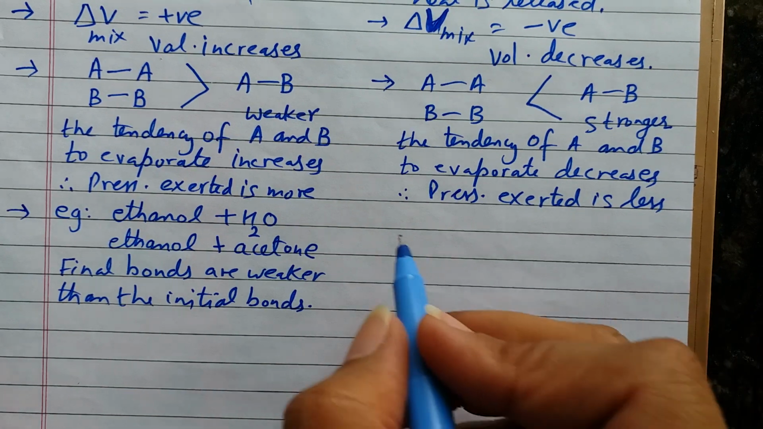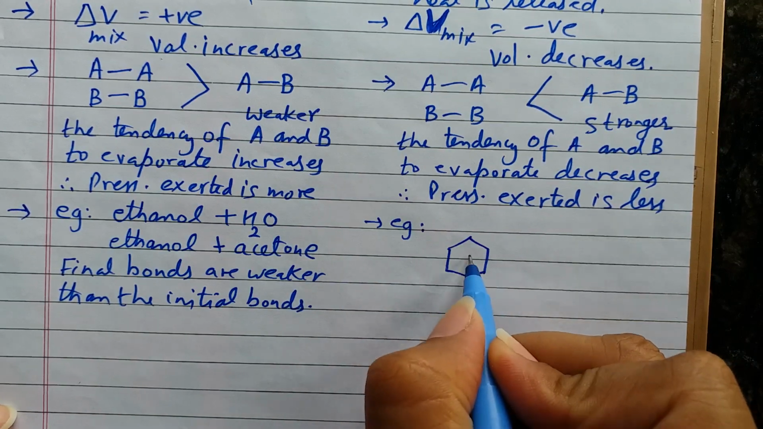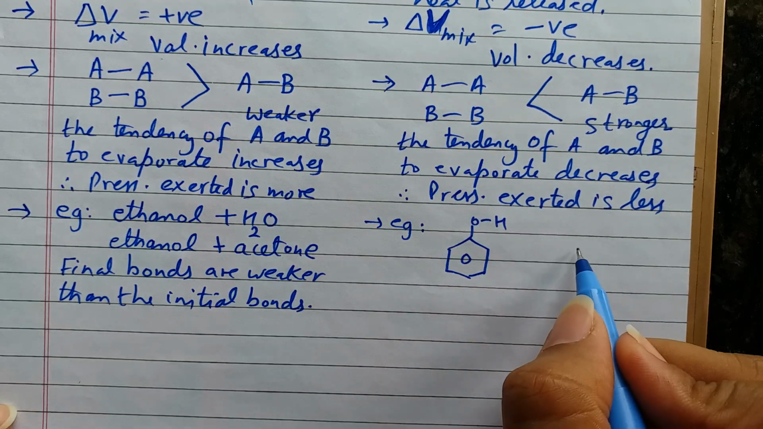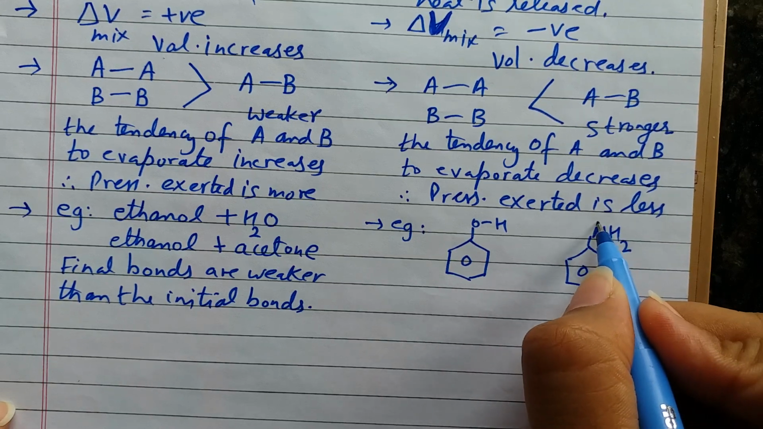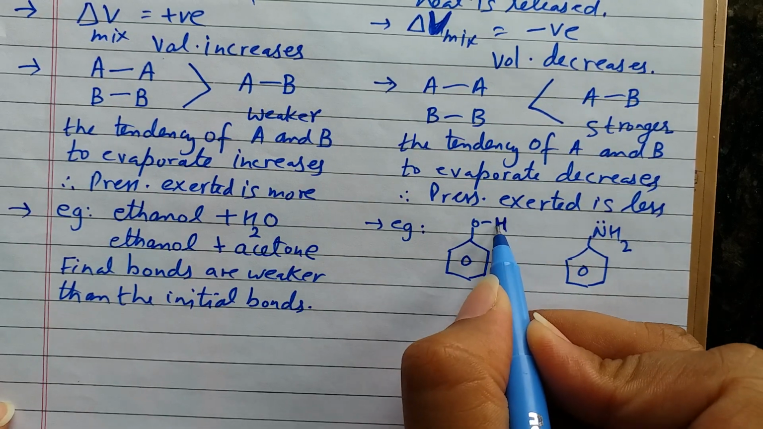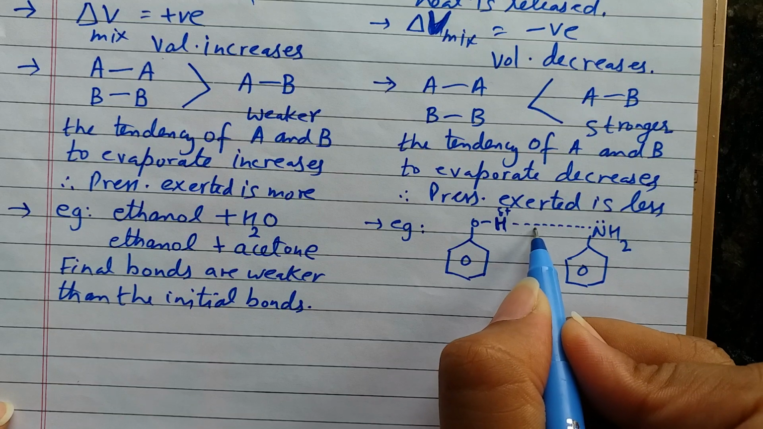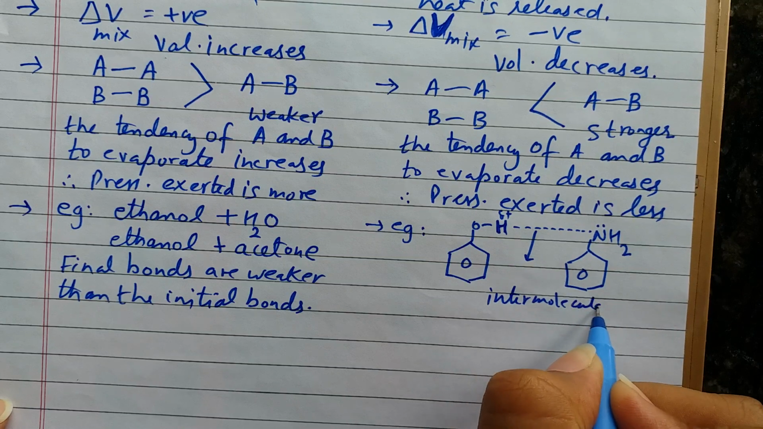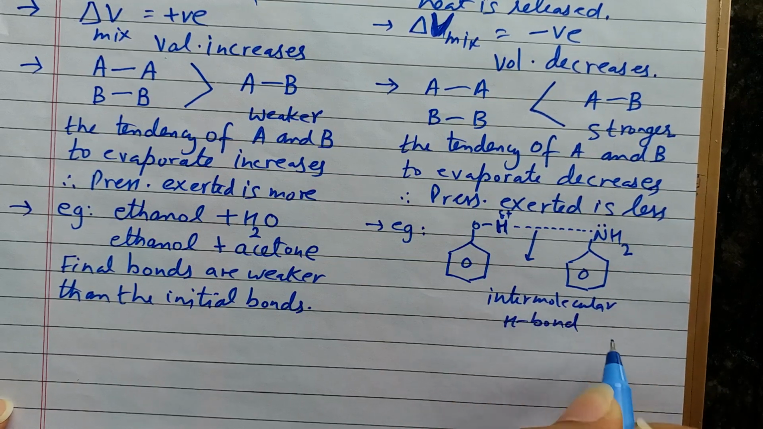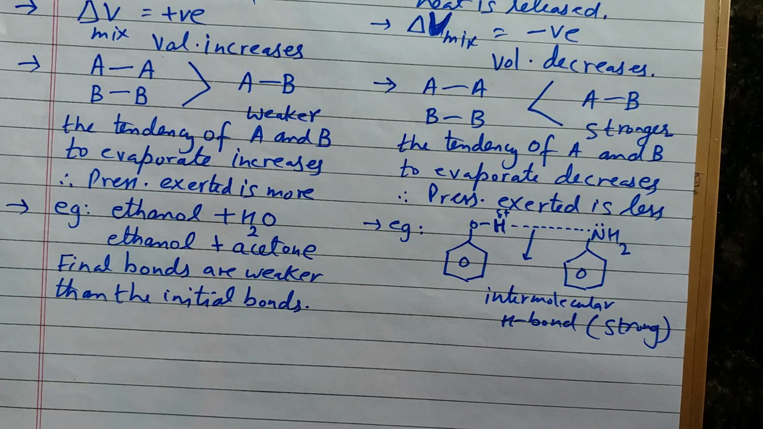In negative deviation, we can consider two examples. Number one is when phenol is mixed with aniline. So this is phenol, and aniline is benzene with the NH2. What happens is the lone pair on nitrogen and the proton of the hydroxyl group, H+, enter into intermolecular hydrogen bonding. So this is the intermolecular hydrogen bonding, which is a very strong bond. When these two are mixed together, very strong intermolecular hydrogen bonds will be formed, and that is why it will result in negative deviation.